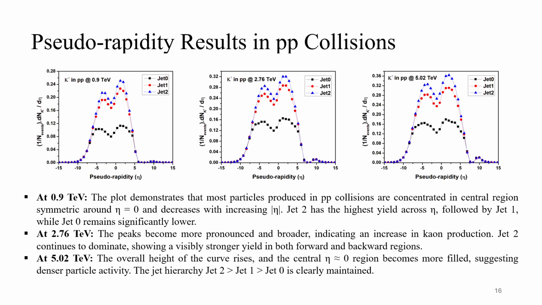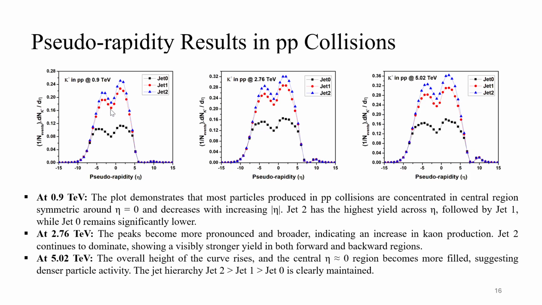Now the pseudorapidity results in proton-proton collision. Here you can see on the x-axis is the eta pseudorapidity, and on the y-axis is the probability. In this slide we have three energies: 0.9, 2.76, and 5.02 TeV. So at 0.9 TeV, here you can see the pseudorapidity results.